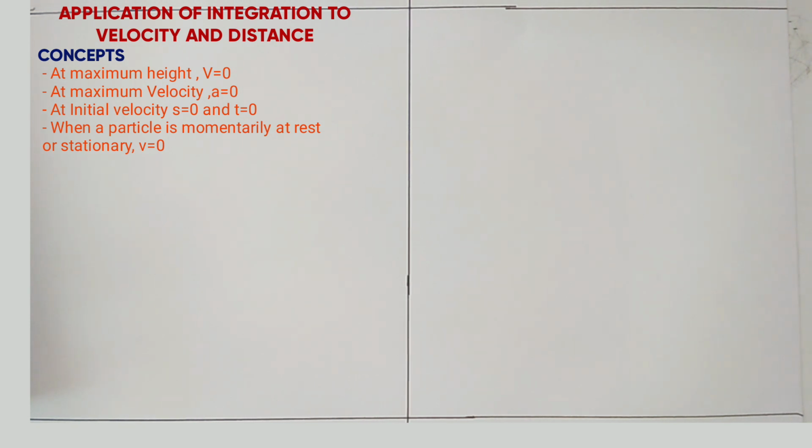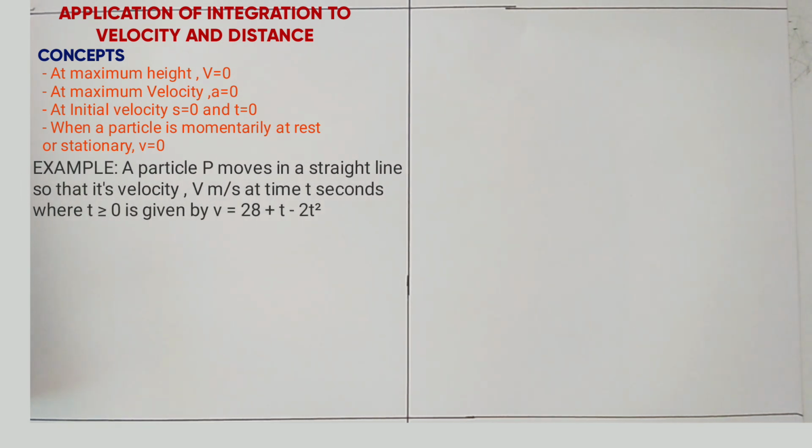That is, if you have been told find the distance traveled during the 8th second, you use the limits 8 and 7. Whereas if you are told to find the distance traveled during the first 8 seconds, you use the limits 8 and 0. And you also have to note that at initial acceleration, time is 0. The following is an example that elaborates on the concepts I've told you.